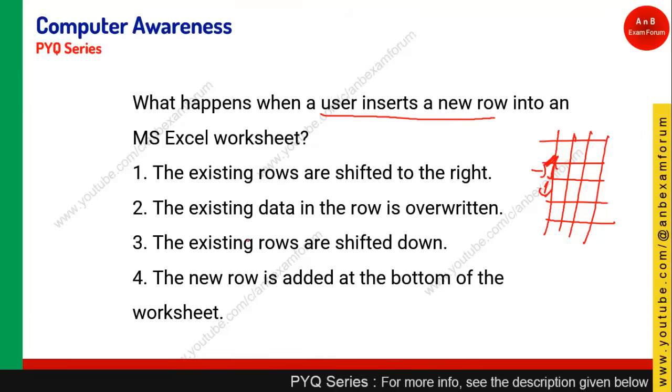So when you insert, generally the existing rows are shifted down. For example, if my current cell is there and I am inserting a row, based on the option it can go up or down. So option 3 is the right answer. The option that the new row is added at the bottom is nowhere related. When you insert a new row after some other row, it can enter after the current reference only. So option 3 is the right answer.